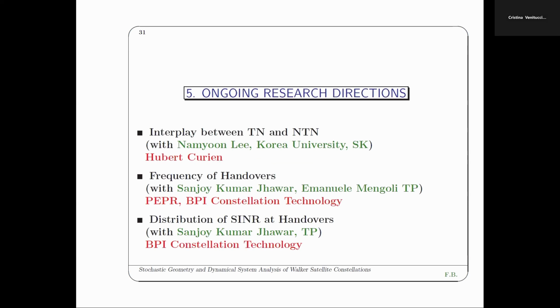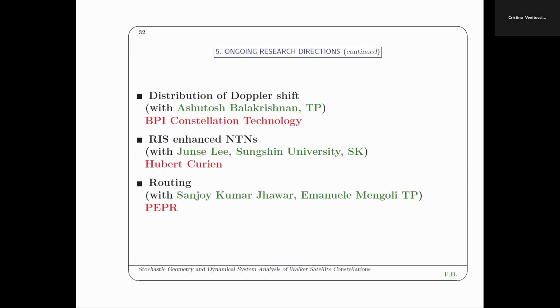I just want to stress more globally that this work with the Koreans is part of the Inria-Korean interaction with South Korea. Chang-Si just started at KAIST. There's a lot of work currently, as you have seen, on the frequency of handovers, that's the work which Joy described. There is this very important activity on the distribution of Doppler shift, and we are also working with South Korean colleagues on the RIS enhancements of NTN and routing and things like that.